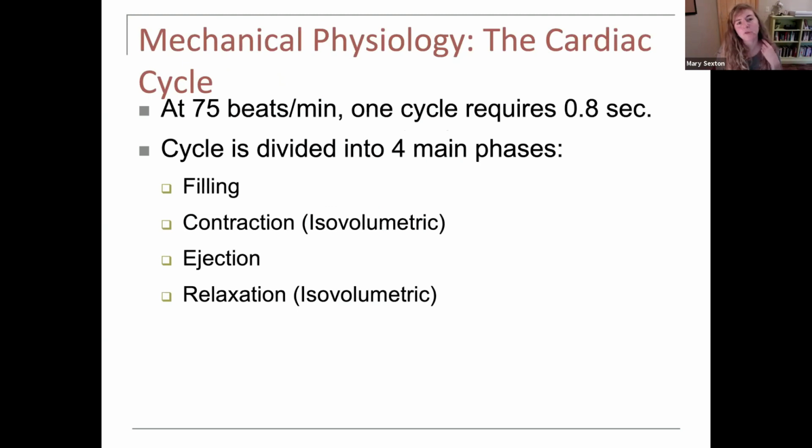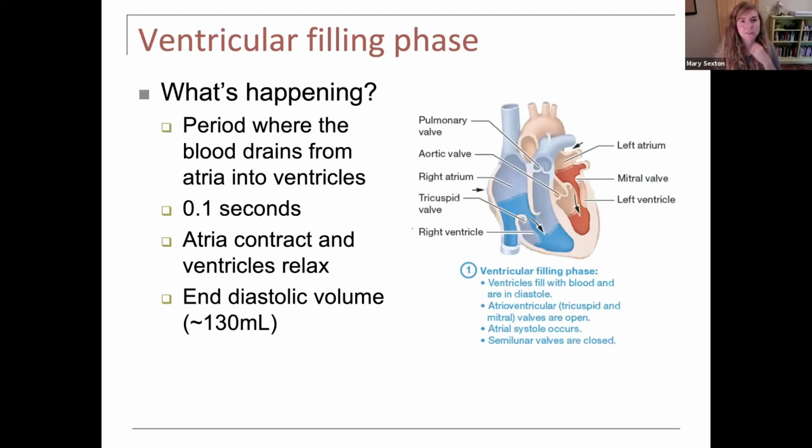So we said that if we divide 75 beats per minute by 60 seconds, one cardiac cycle requires 0.8 seconds. And we will divide that into 4 phases: the filling phase, the contraction or isovolumetric contraction phase, the ejection phase, and the isovolumetric relaxation phase. So first, let's look at the filling phase.